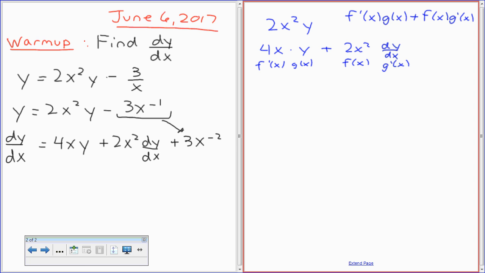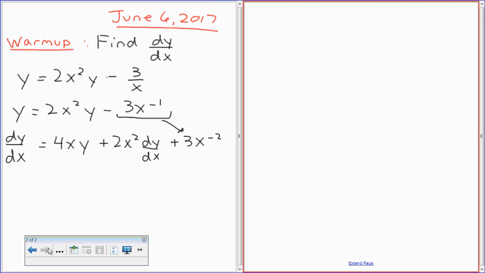All right, the best grapher in this class. So you just move over the 2x squared and dy over dx to the other side, and then factor out dy over dx. Very good. So I'm going to call that dy by dx minus 2x squared dy by dx equals 4xy plus 3x to the negative 2.